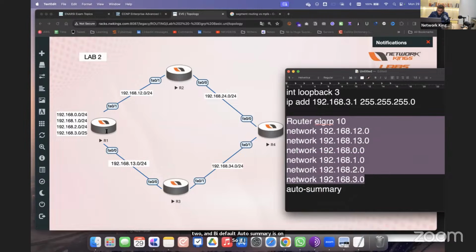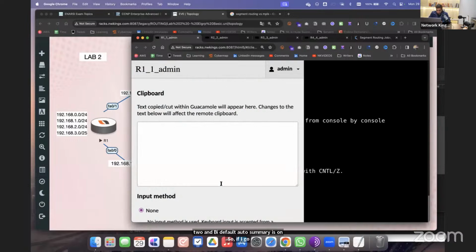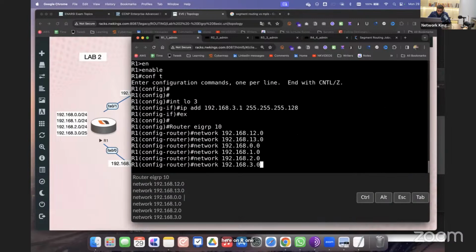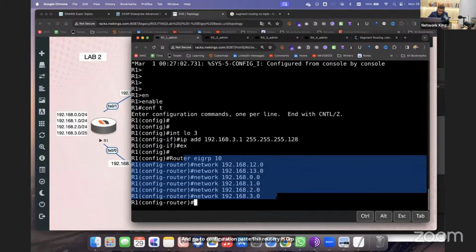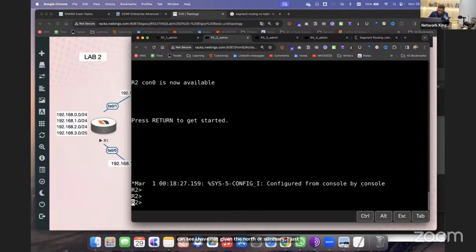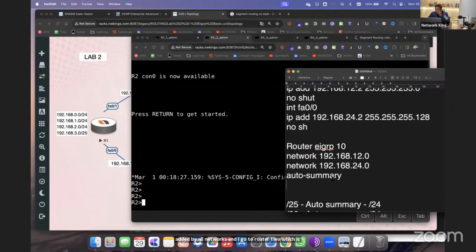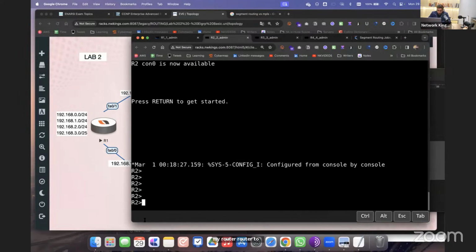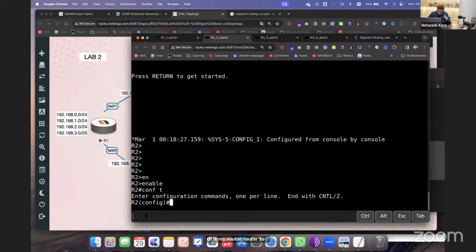So if I go here on R1 and go to config and paste this router EIGRP, you can see I have not given no auto-summary. I just added all my networks. And I go to router 2, which is my other router. Router 2 is just basic 2-3 lines. Enable, and make sure you copy paste in the config mode.